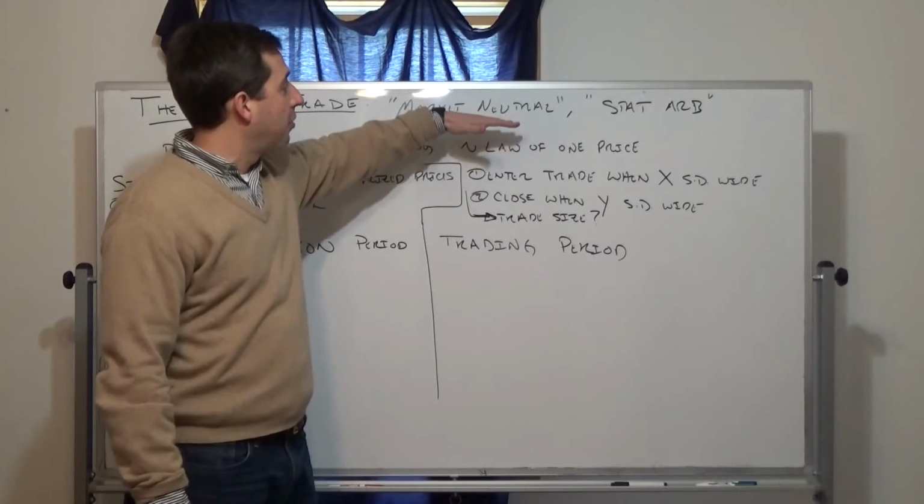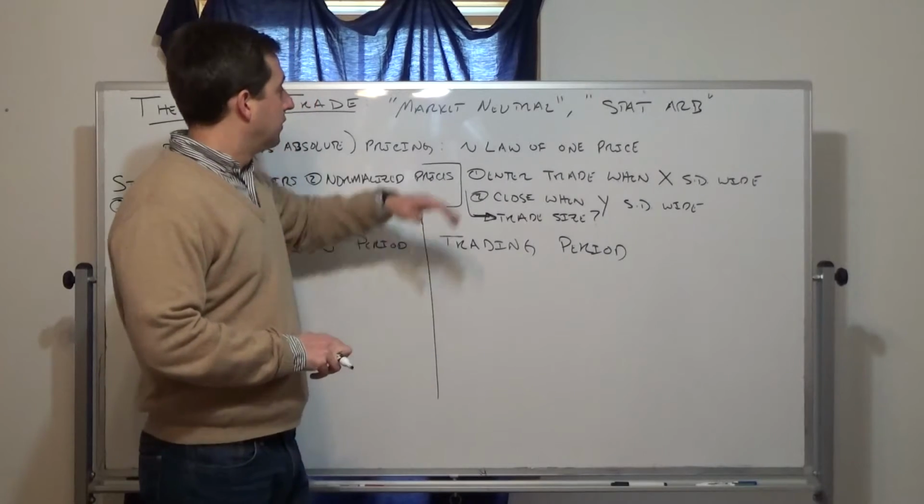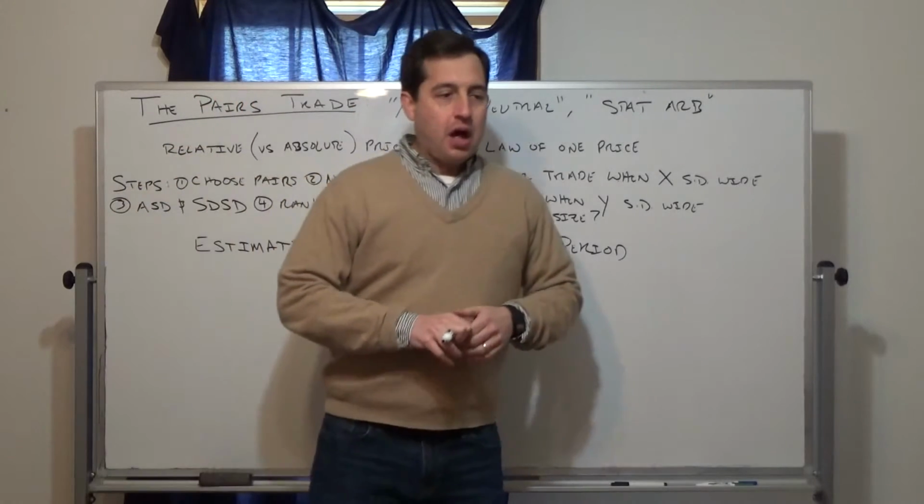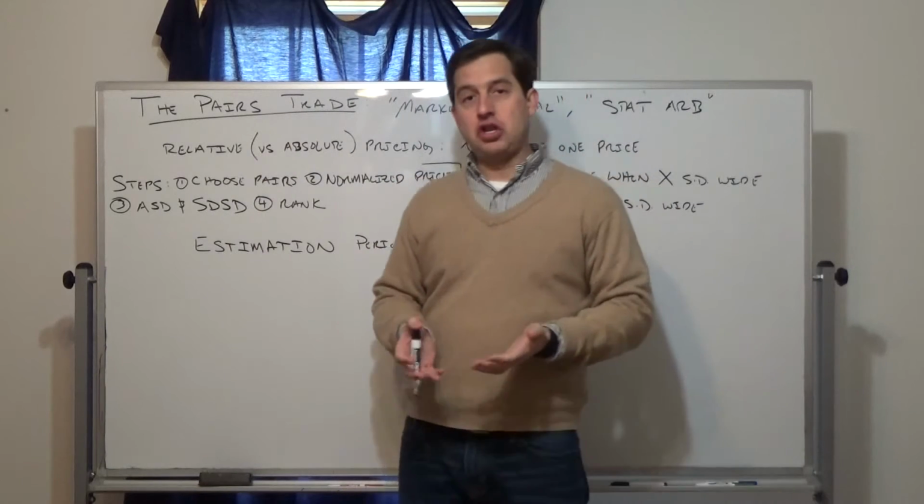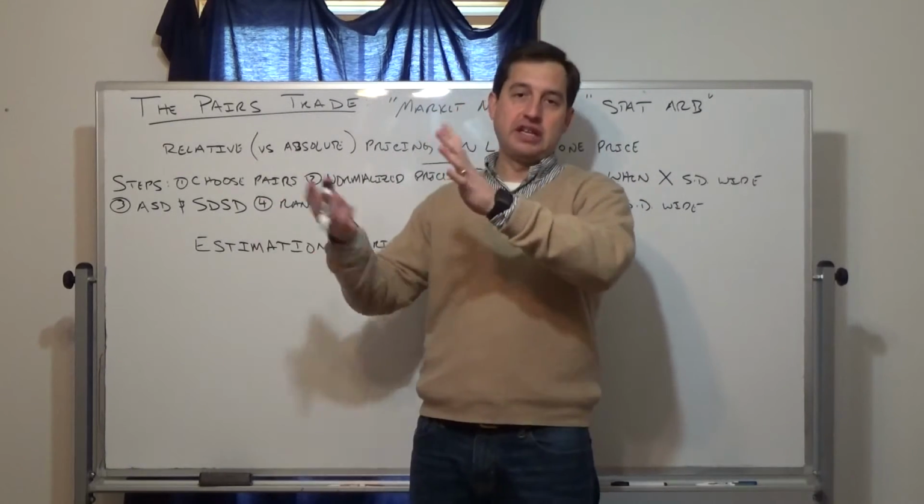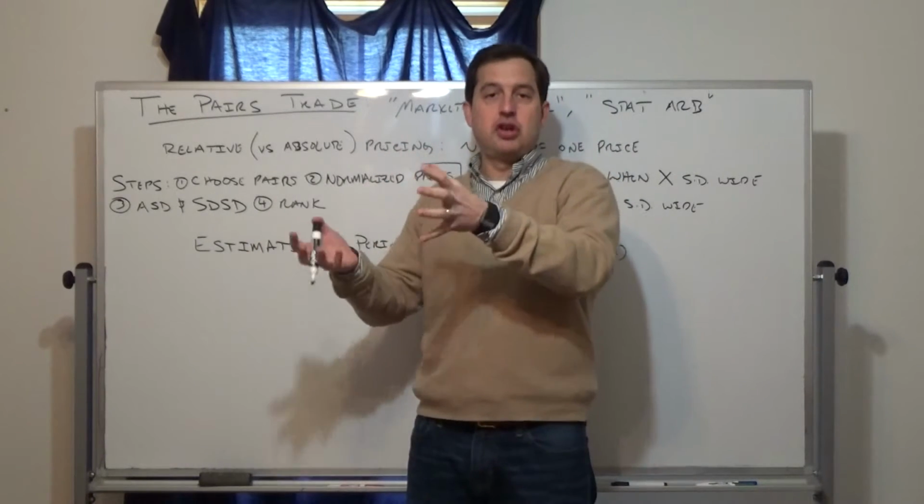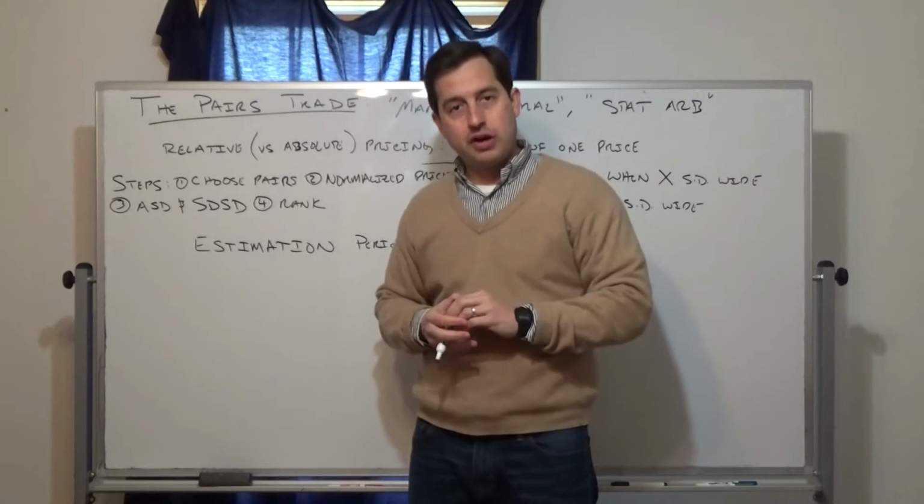It's often called a market neutral or stat arb, statistical arbitrage strategy. Market neutral means this strategy should not be correlated with the market. It's a long-short strategy. So ultimately in the pairs trade, we're going to go long one security, and I'm just going to say stock here. Usually this is done with stock. We're going to go long one stock and short another.